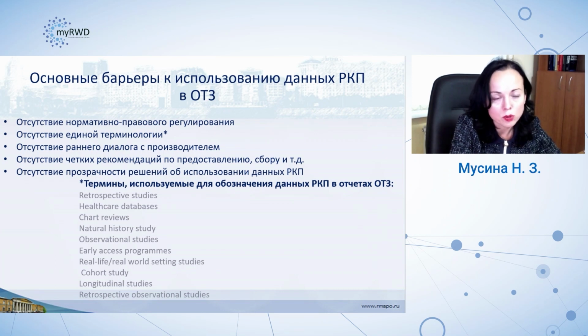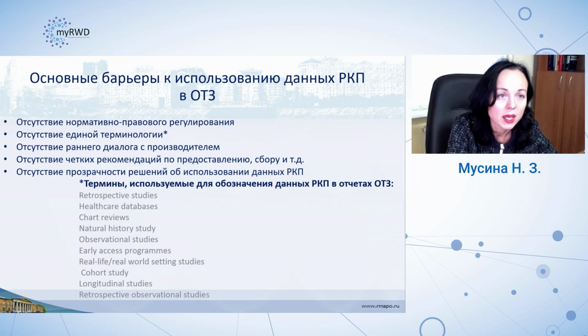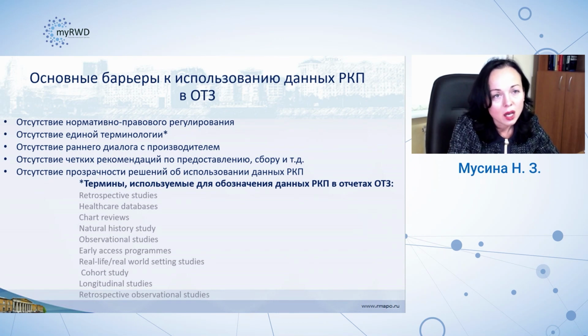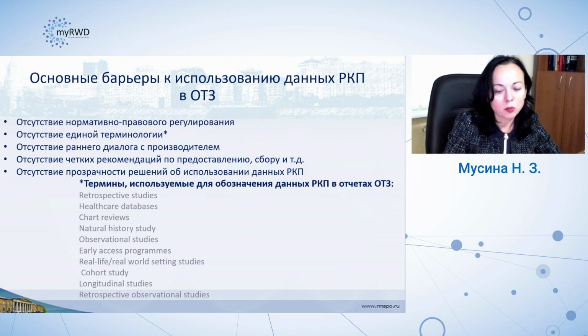So below you see the data from the trial of the Economist. What terms are used? First of all, the authors believe that there should be a glossary so that all the agencies and companies would understand equally what we understand by this or that trial. And an early dialogue with the manufacturer is very important in order to assess how suitable the population is. Because there were cases when data were provided to NICE, but the regulator could not accept this data because the population was not suitable.